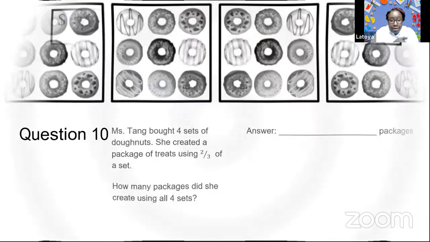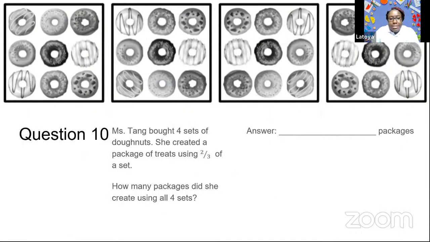On to question number 10. Miss Tang bought 4 sets of donuts. She created a package of treats using 2/3 of a set. Don't read a question once, you all. You need to read a question more than once before you answer, okay? She created a package of treats using 2/3 of a set. How many packages did she create using all 4 sets?